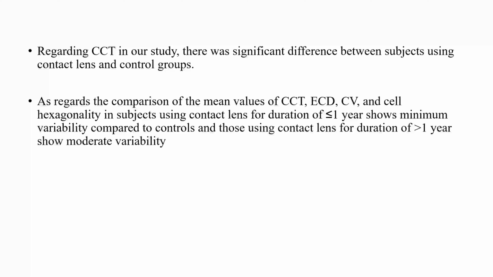Regarding the central corneal thickness in our study, there was a significant difference between the subjects using contact lenses and the control group. As regards the comparison of mean values of CCT, ECD, CV, and cell hexagonality, subjects using contact lenses for less than 1 year showed minimum variability compared to the controls, and those using contact lenses for a duration of more than 1 year showed moderate variability.